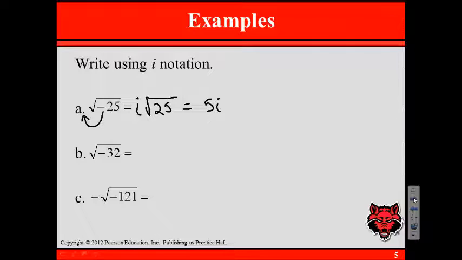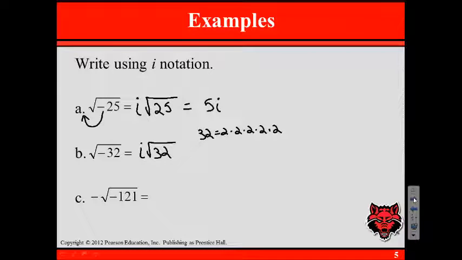In the next example, again, anytime we have a negative underneath the square root, we rewrite that as i times the positive number that was left under the square root. So i square root 32. Because 32 is not a perfect square, we need to write its prime factorization. So 32 equals 2 times 2 times 2 times 2 times 2.